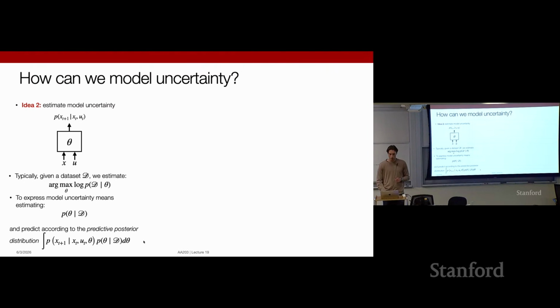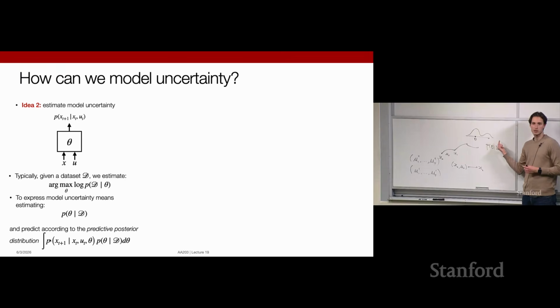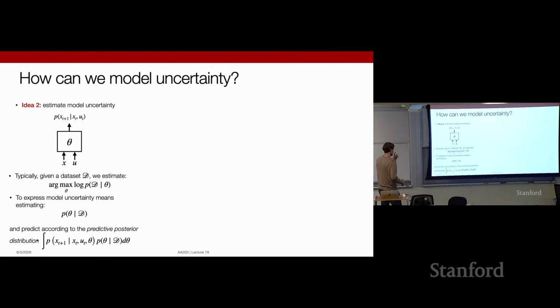Why is this useful? Once we have this full distribution, we can predict through our learned dynamical model by averaging out all the possible future predictions over this full distribution. This is referred to as the predictive posterior distribution. Formally, this is expressed through this integral over here, where we are computing the prediction of our next state, averaged over all possible values of my parameters theta.